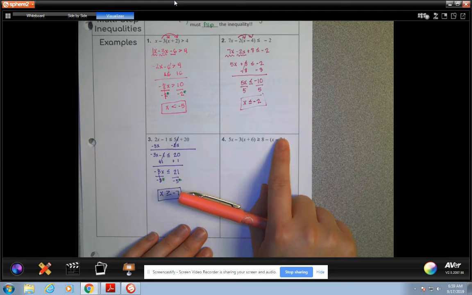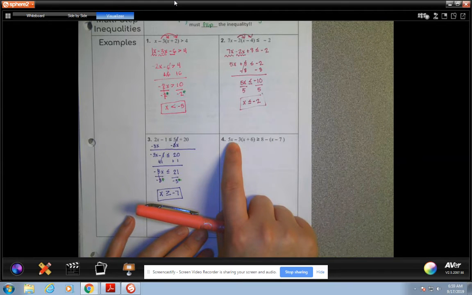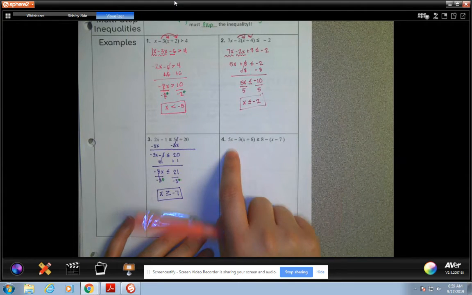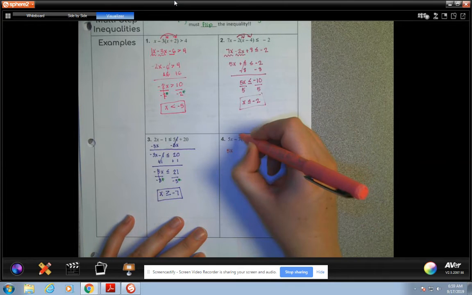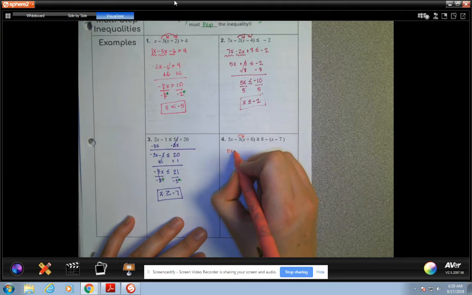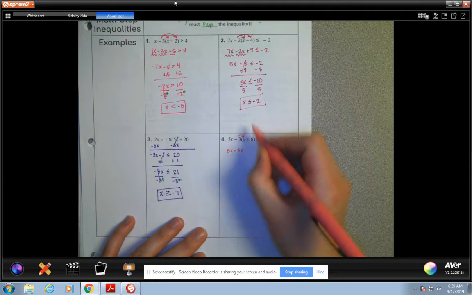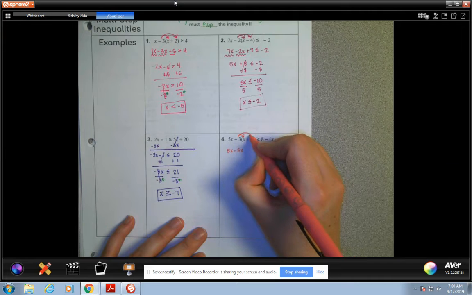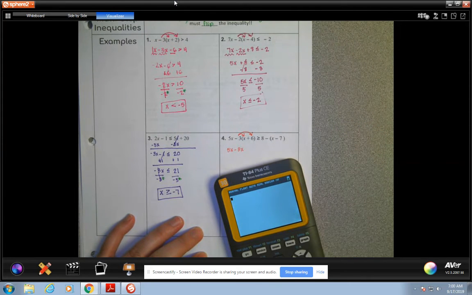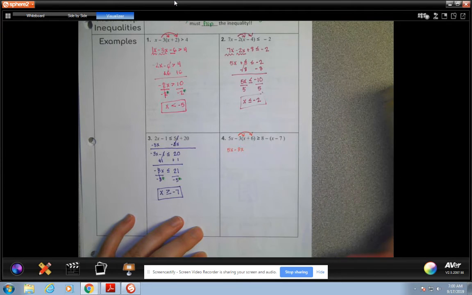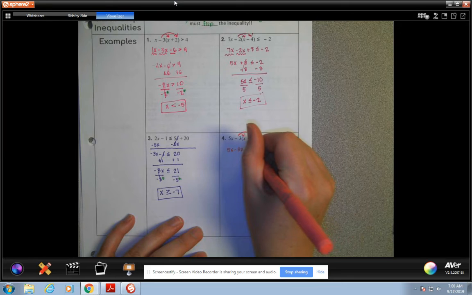All right, so the first thing I see is 5x. 5x doesn't have parentheses behind it, so I'm just going to drop it down. Drop down your 5x. All right, and now we're going to distribute a negative 3. So negative 3 times x is minus 3x. And then you're going to do negative 3 times a positive 6. All right, if you need to put that in your calculator, I would do so. Negative 3 times 6 is negative 18. Okay, so that will be minus 18.